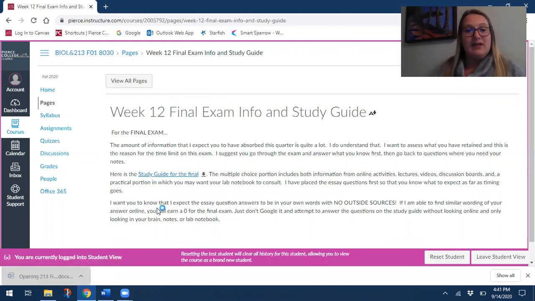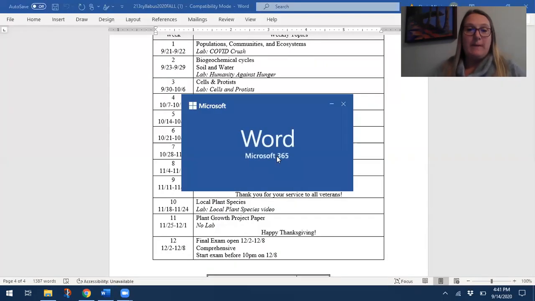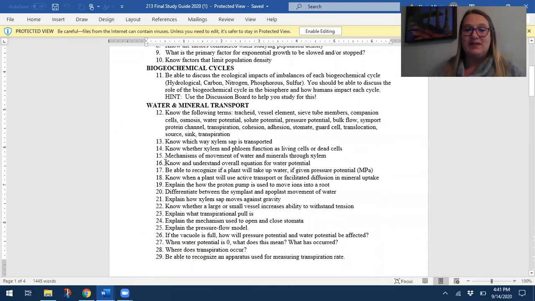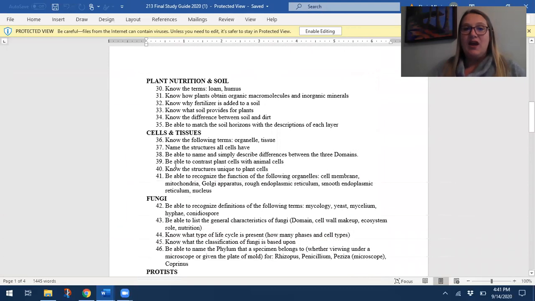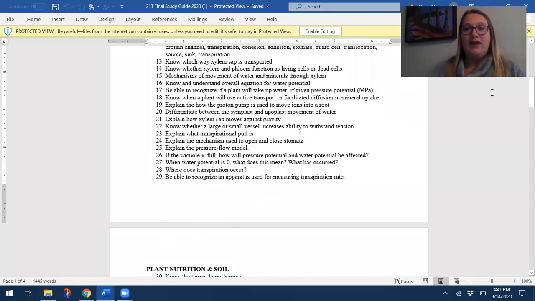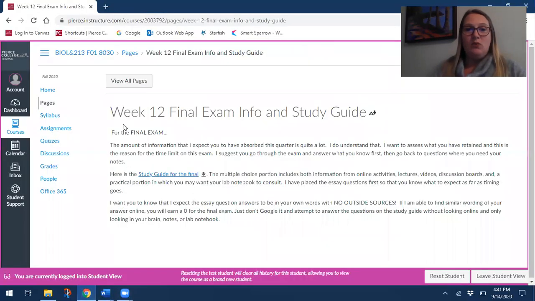This study guide is broken down by all of the topics that you were studying. So you'll know that you need to look for these topics and these pieces of information while you're in that section. So I suggest that you have this available to you and you fill it out as you're going throughout the quarter. Again, that is in the week 12 final exam info and study guide module or page.